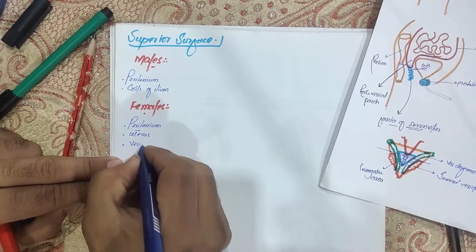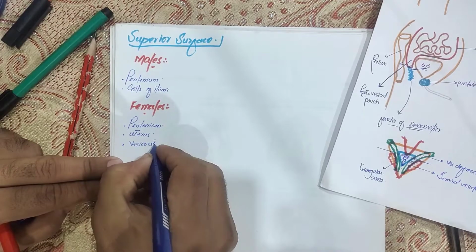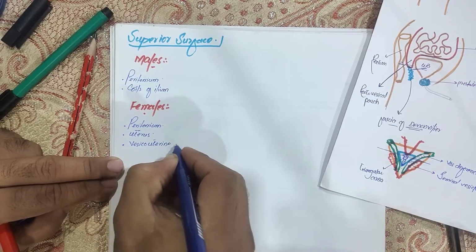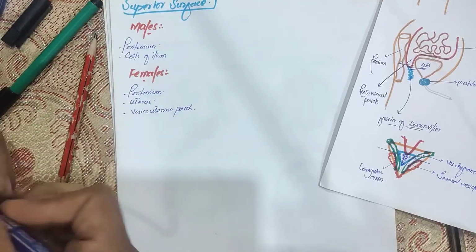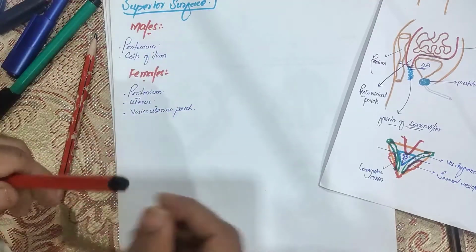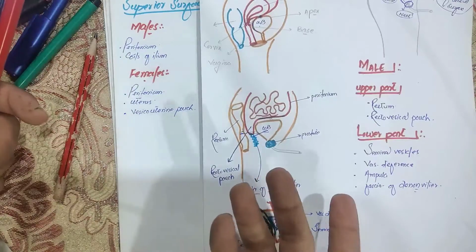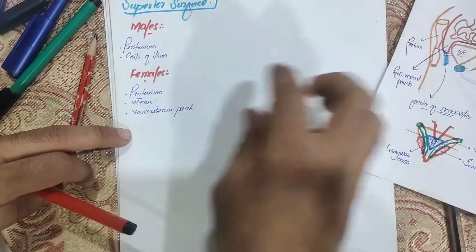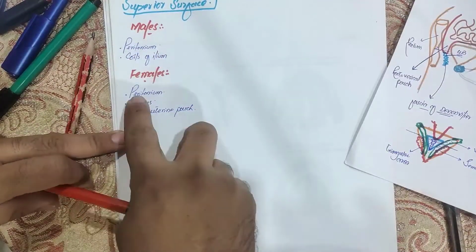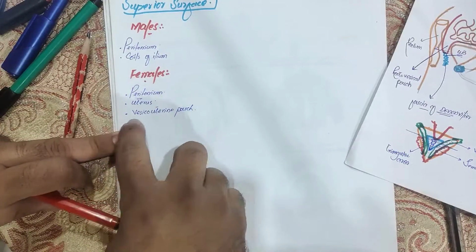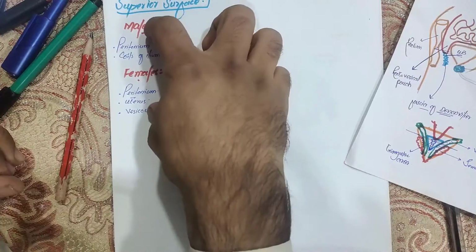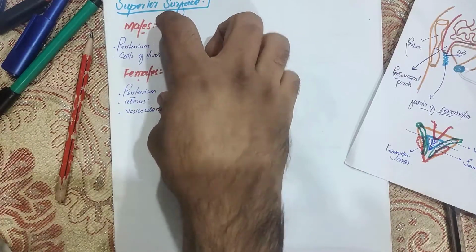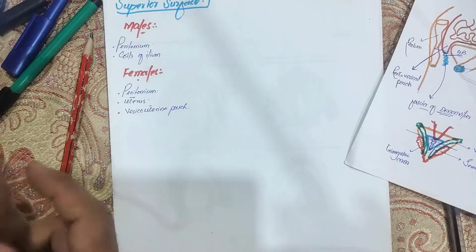Uterus is there, and then there is a pouch which is called the vesico-uterine pouch, right. I will draw a diagram right now. Vesico-uterine pouch is there. So these three important structures are in relation to the superior surface of the urinary bladder in case of females, right. So look carefully. In case of male, peritoneum and coils, and then in case of females, peritoneum, uterus, and vesico-uterine pouch is there. So these are the relations of the superior surface of the urinary bladder, right.